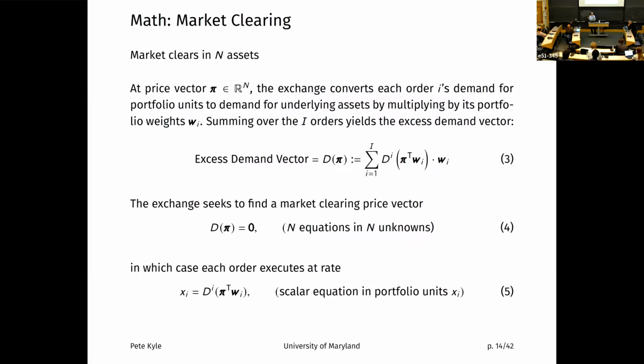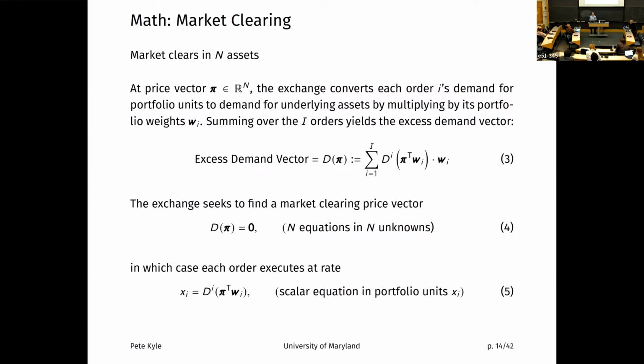It's a 500 by 1 vector. And then we have to sum that up across all 100,000 or million orders in the market. And that will give me the aggregate demand as a function of that vector of prices pi. And the problem for the exchange is to find the market clearing price vector pi. So that involves solving 500 equations and 500 unknowns. And the equations are defined by the 100,000 or million orders that exist in the system for all these various portfolios.